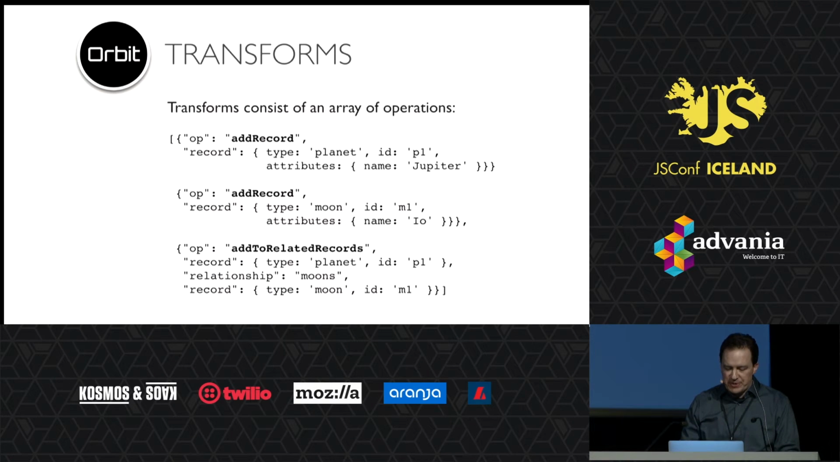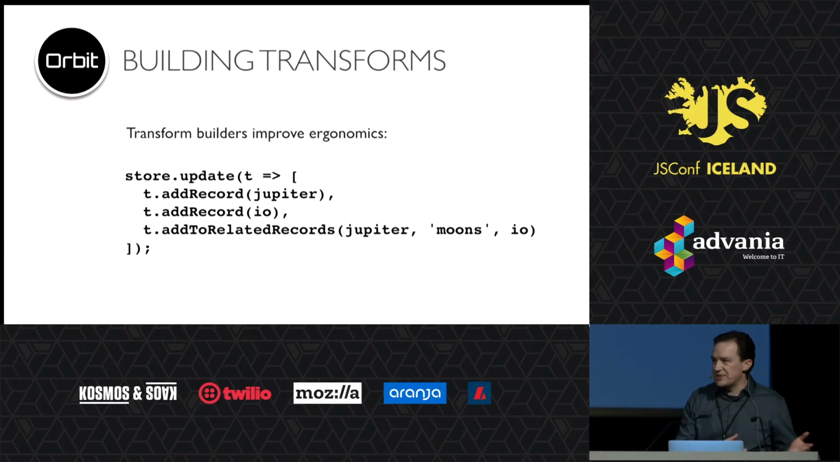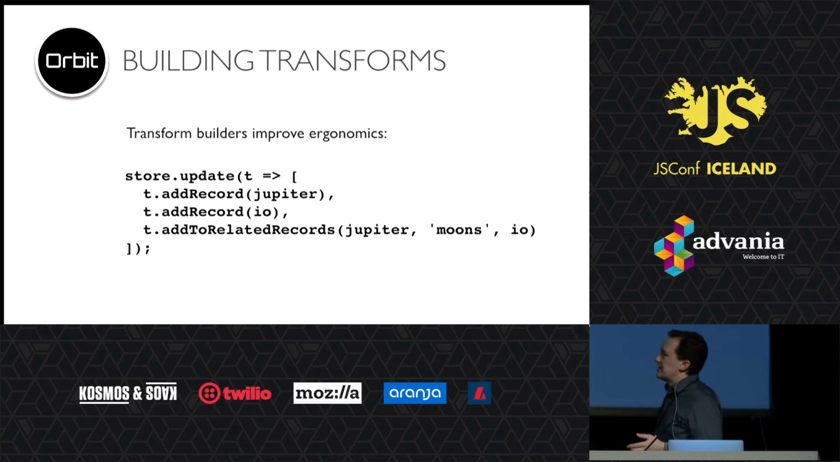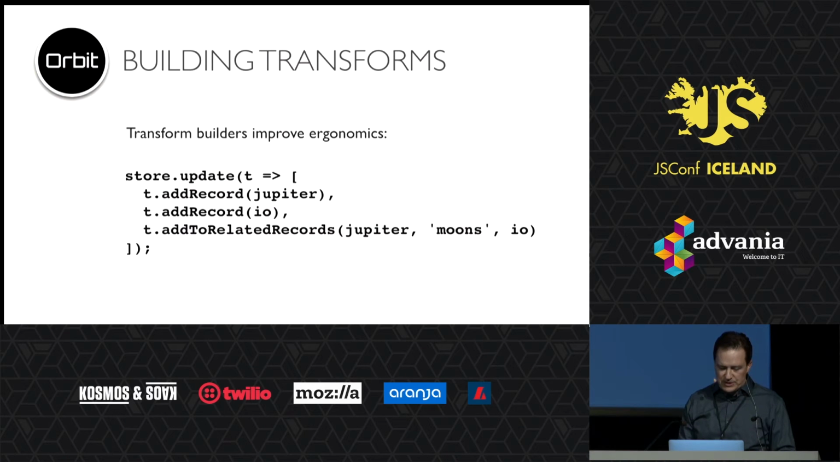Those operations might be, in this case, we're adding a planet, the planet Jupiter. We're adding the moon Io, and then we're adding Io to Jupiter as in the moon's relationship. And that set of operations can be compounded into a single transform. Now that's not very friendly to write, so there's a builder interface to make that easier to construct.